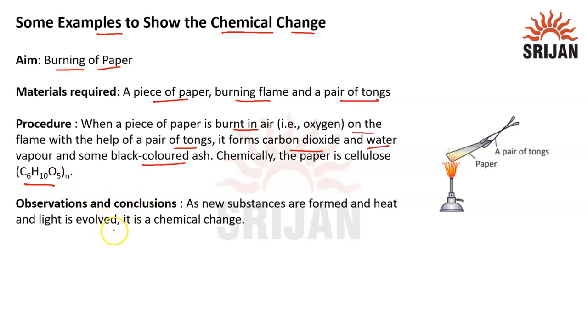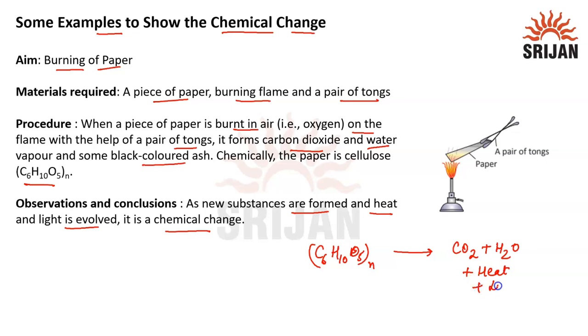So from here we can observe and conclude that as new substances are formed, heat and light are also evolved. It is a chemical change. Here we can see that we had cellulose, and after the reaction has happened, we have got carbon dioxide and water vapor, plus heat and light are evolved. So new substances are being formed. So we are concluding that it is a chemical change and we cannot get back the paper from the burnt substance.